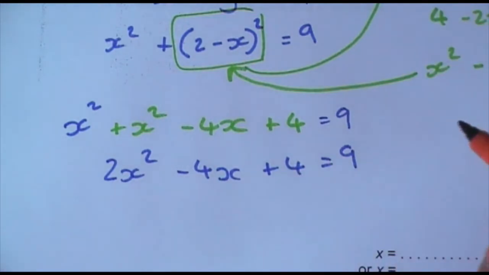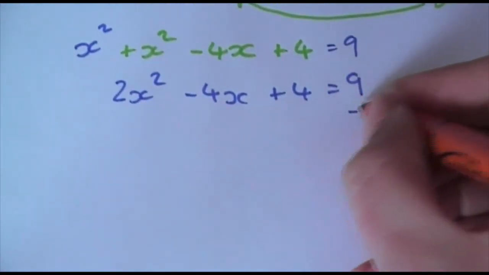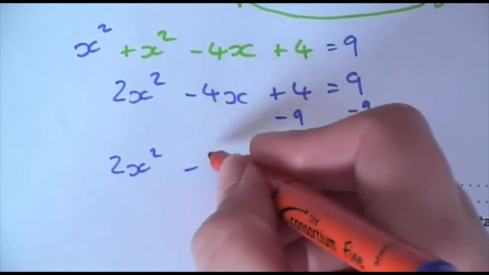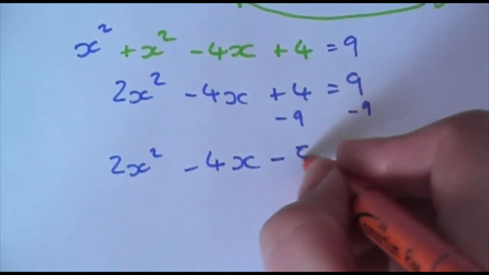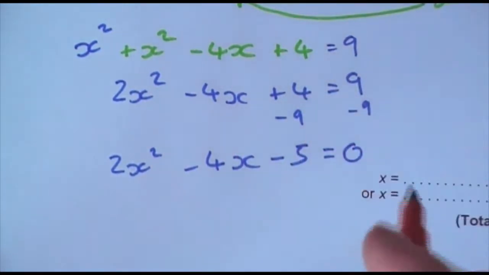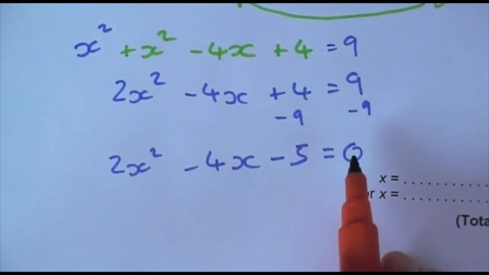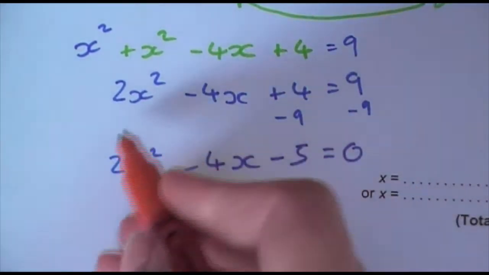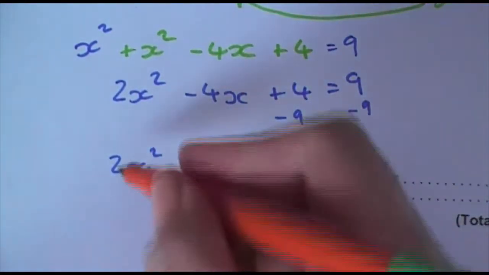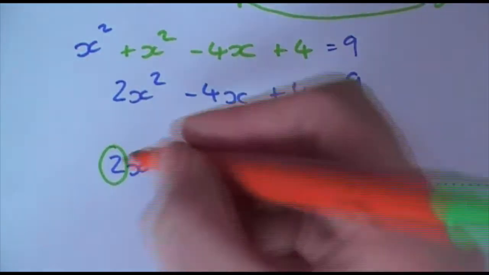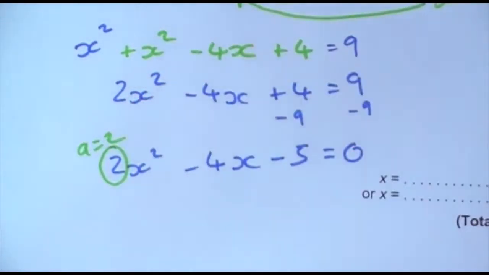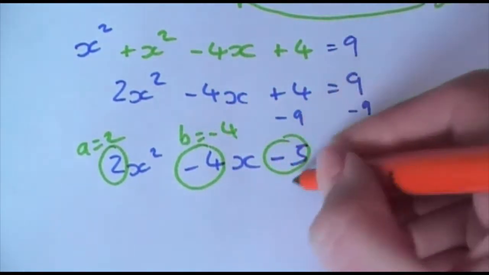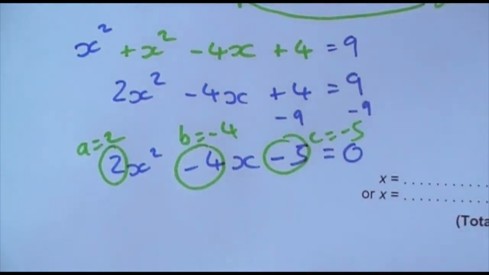I can't solve anything if it's not equal to 0. Therefore, I need to subtract that 9 from both sides, leaving me with 2x squared minus 4x minus 5 equals 0. At that point, I've got a quadratic equal to 0. I can use that to solve for x. You should pick up on the fact that it's the quadratic equation we need to solve this, where the coefficient of the x squared term is equal to a. So a is equal to 2. B is equal to negative 4. And c is equal to negative 5.